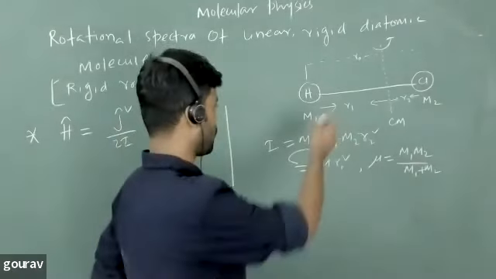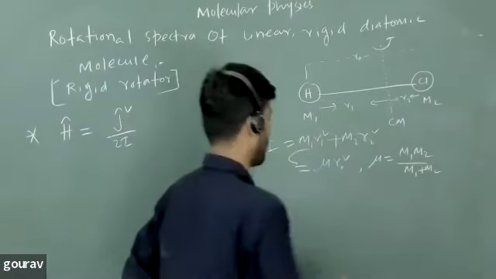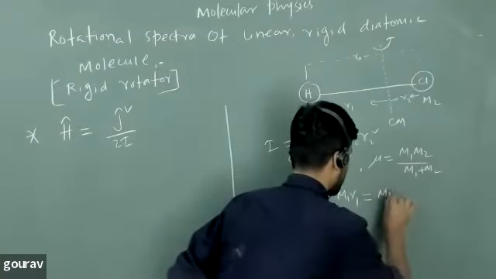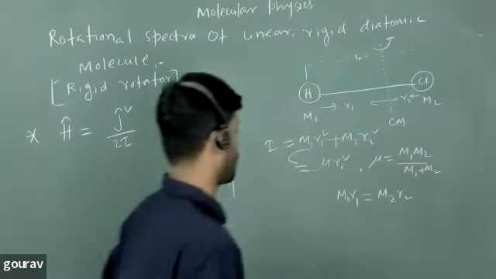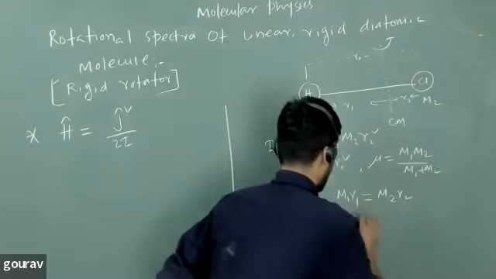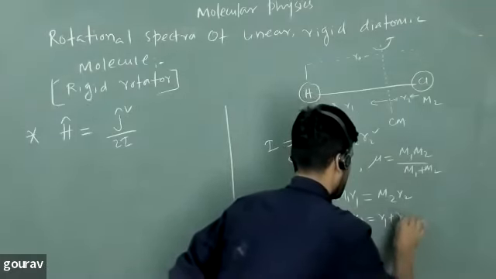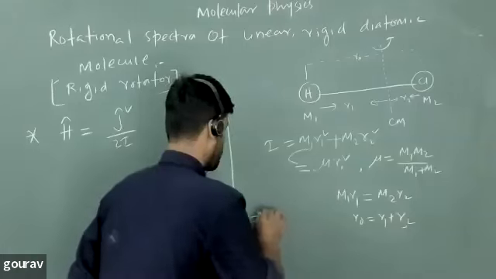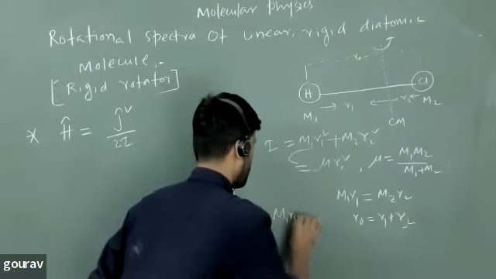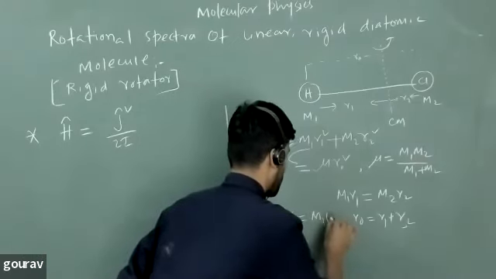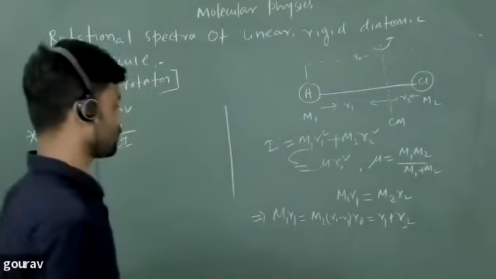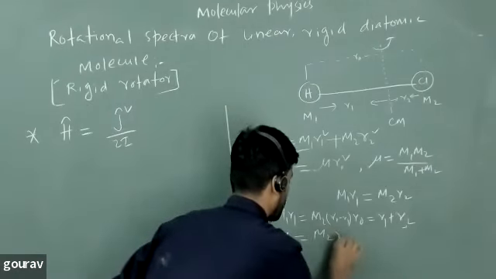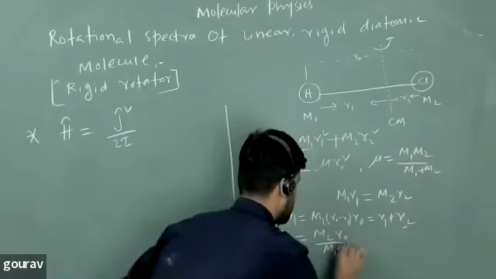Exactly. Since this is the origin, m1 r1 equals m2 r2, and also you know r0 equals r1 plus r2. Now you can replace r2 in terms of r0 and r1. So m1 r1 equals m2 (r0 minus r1). So r1 will be m2 r0 divided by m1 plus m2.